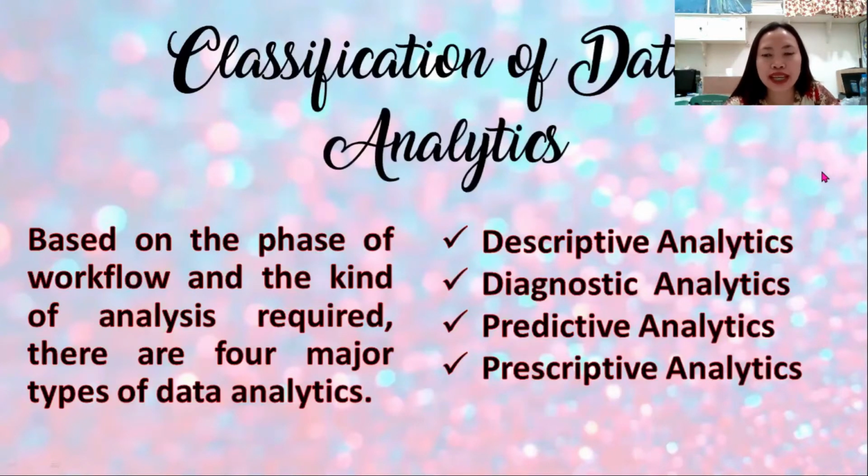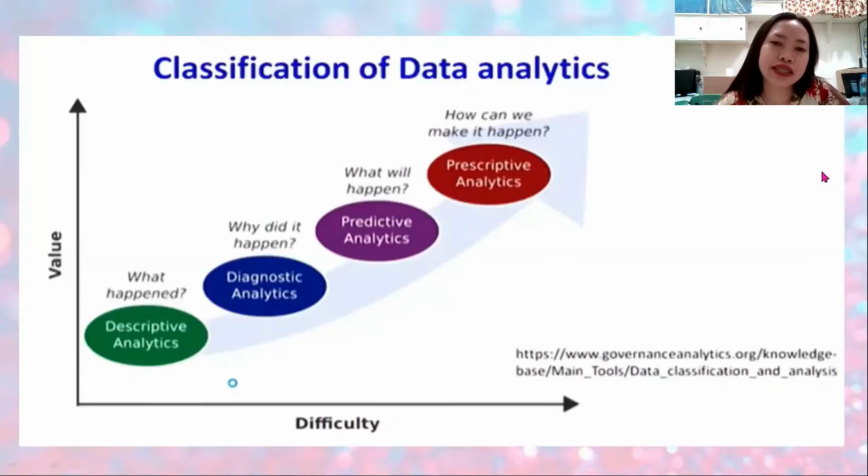Now let's proceed to classification of data analytics. Based on the phases of workflow and the kind of analysis required, there are four major types of data analytics. First, you have descriptive analytics, then we have diagnostic analytics, predictive analytics, and prescriptive analytics. Let us tackle them one by one. But first, let us explain this classification of data analytics using a graph.